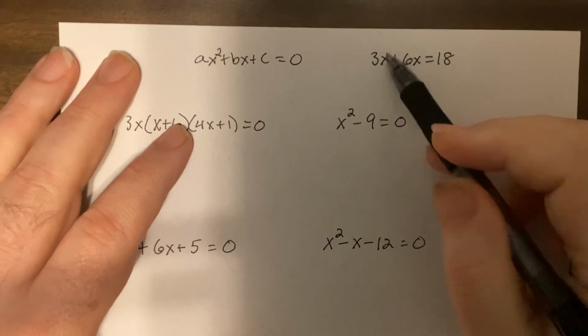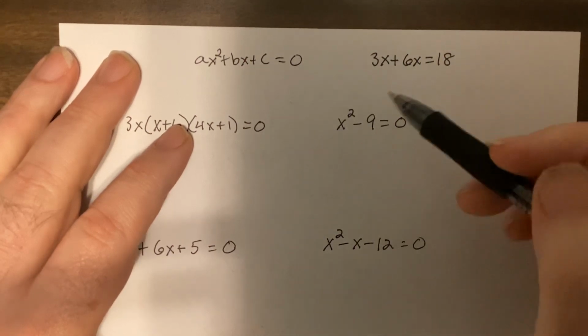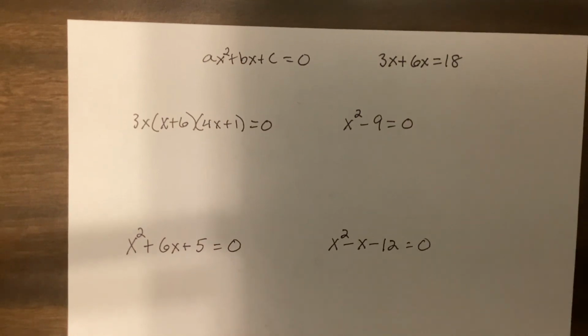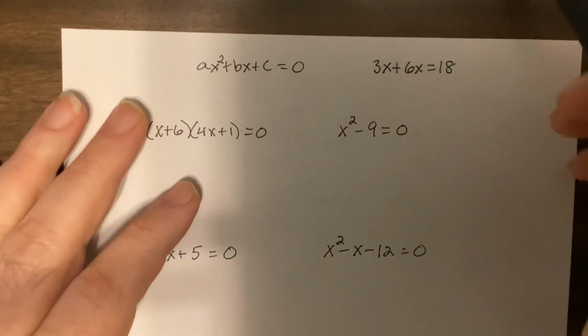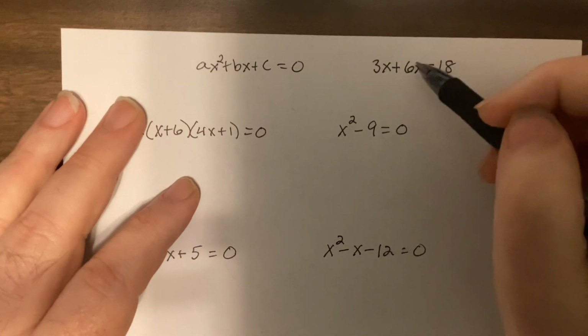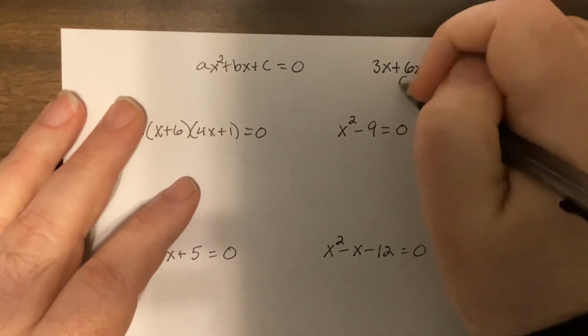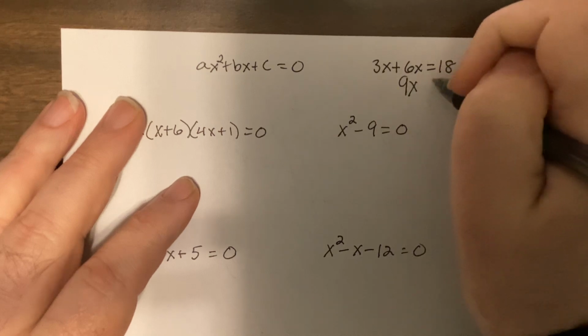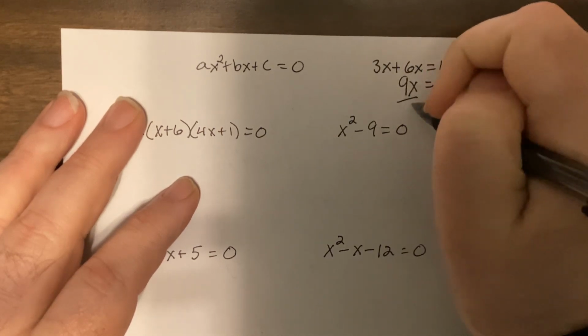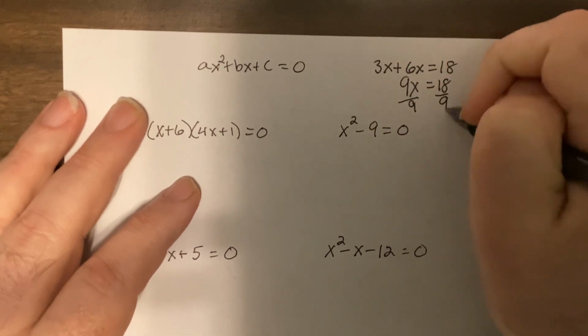Here's where you got to be careful. This does not have a square, so you cannot solve it this way. You cannot use quadratic formula, completing the square, solving, or factoring. If the highest power is 1, you get the x's together, get the number on by itself, and then get a 1 in front of your x. In this case, divide by 9.